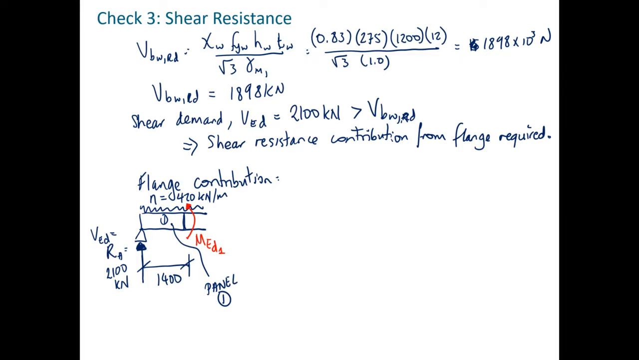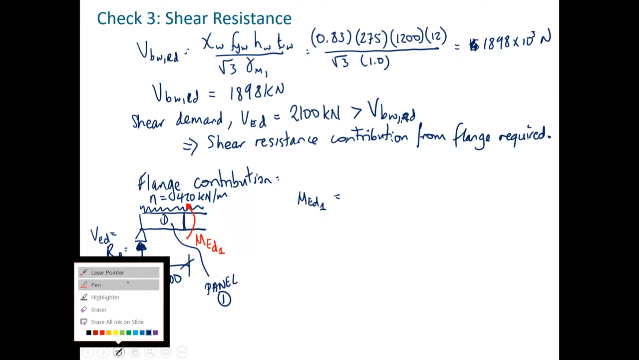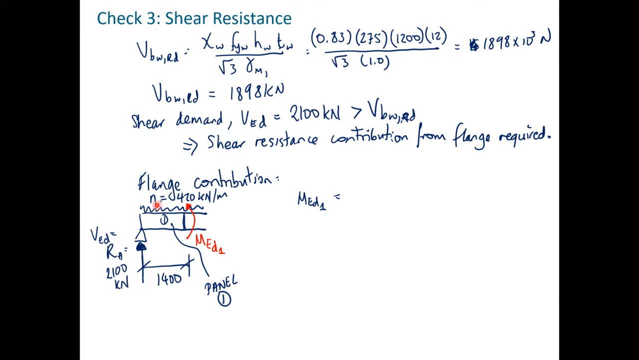Okay. So what is that MED, the moment on panel 1? It's going to be equal to force times distance. So what's the force times the distance? We have a force going up, its distance away is 1400 millimeters or 1.4 meters. Force is 2,100 kilonewtons, and the distance is 1.4 meters. So that's the first one. That's going up, and that's going clockwise to balance out the way I've drawn MED1, which is counterclockwise.